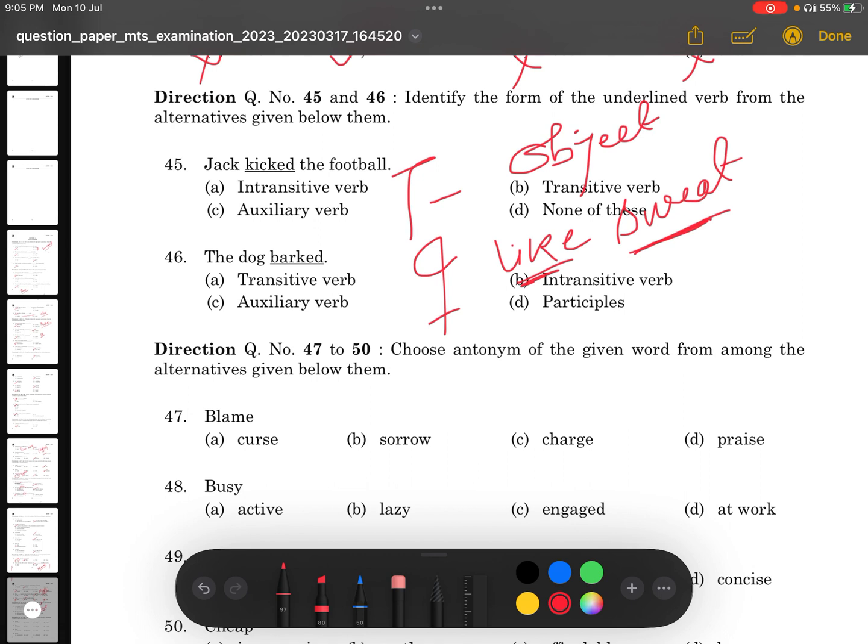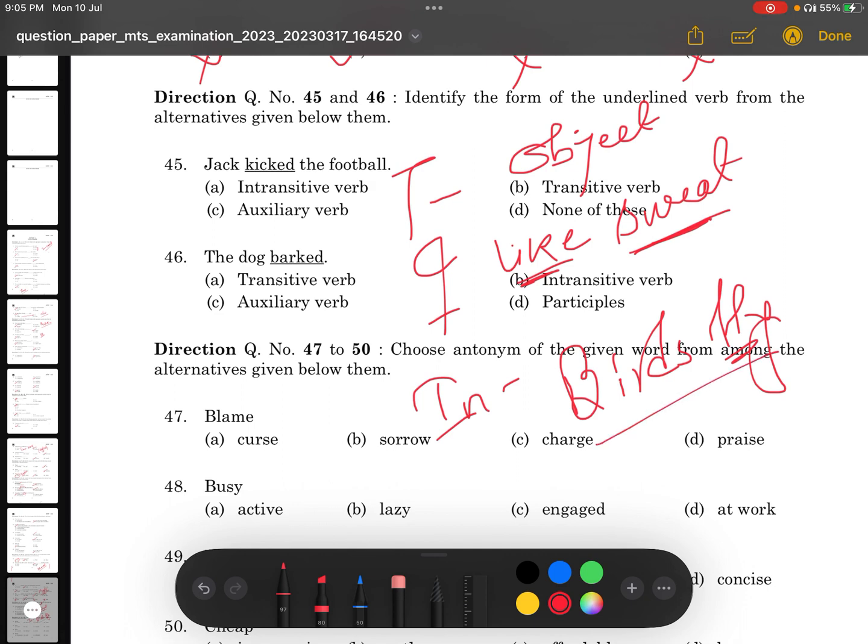Similarly, what is an intransitive verb? An intransitive verb means that it does not have any object. For example, birds fly. Correct? Birds fly. You see that fly is a verb, but it does not have any object here. And another thing is you cannot make it passive. Okay? Without an object, you cannot make it passive voice.